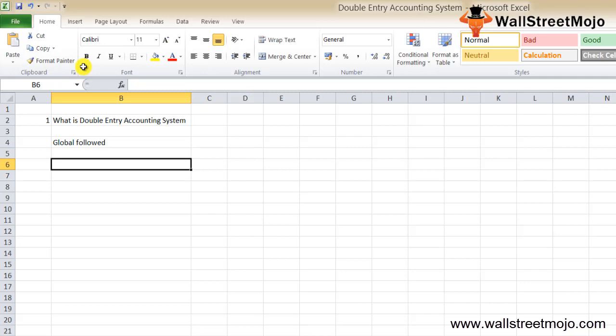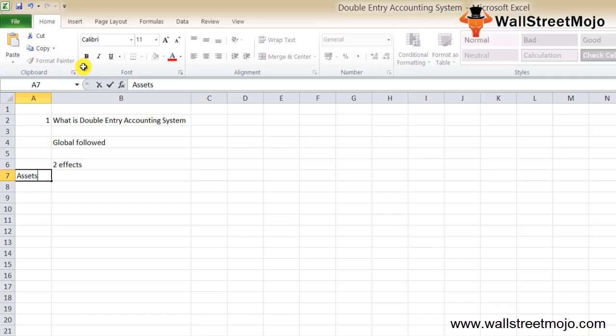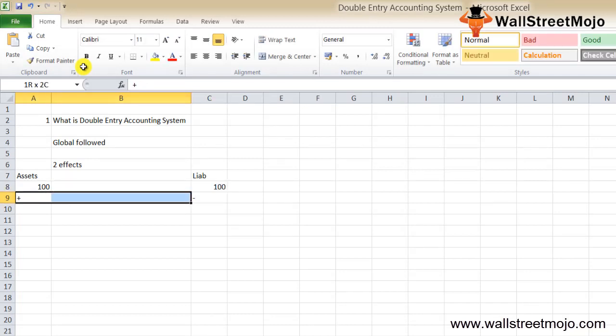The double entry accounting system basically means that any entry made to the system will have at least two effects. One will go to assets and the other has to go to liabilities. So let's say if the asset is increasing by 100, then the liability has to reduce by 100. The amount is equal, but the effect is opposite. Over here it's increasing, over here it's decreasing. So it's equal but opposite. This is the backbone of a double entry system.